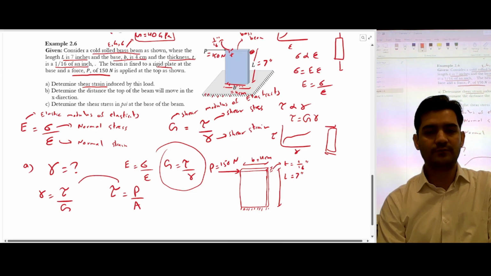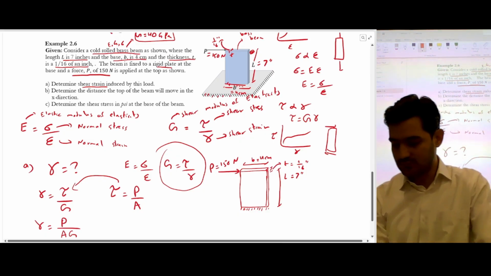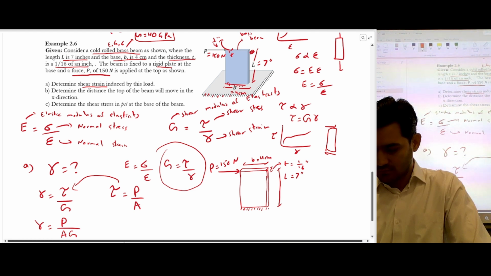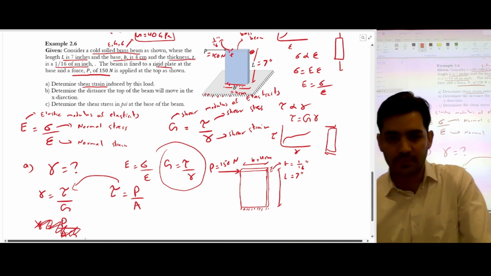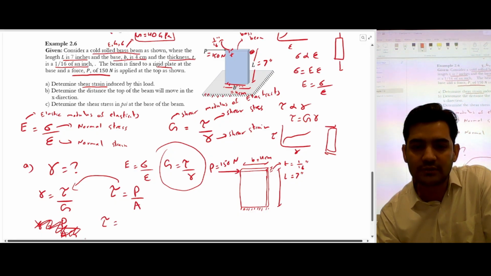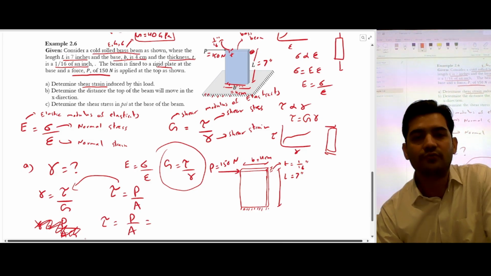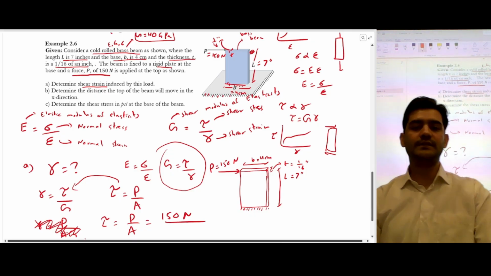So we can put this formula here. Shear strain would be equal to force per unit area into modulus of elasticity. Or we can calculate stress separately and then put it here as well. So let's calculate shear stress first, which is force per unit area. Force we know is 150 Newton. What is the area?